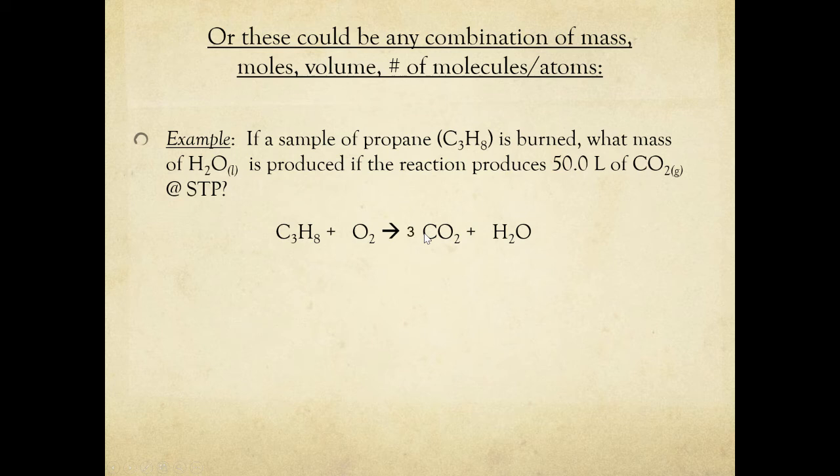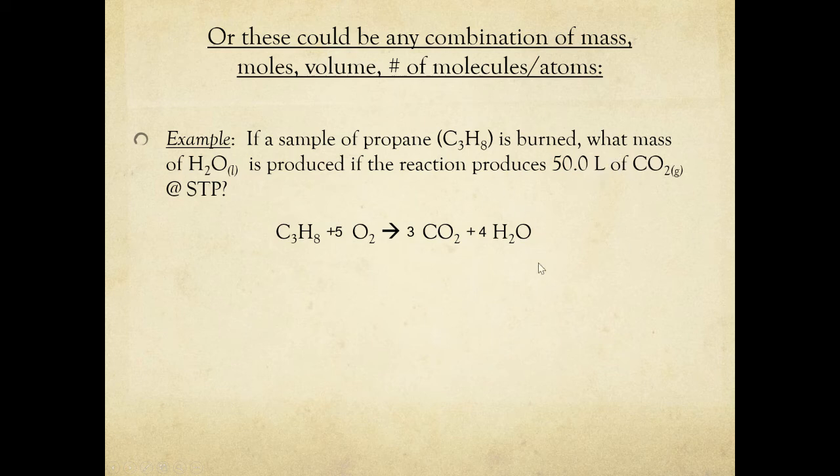So we're going to need a 3 there. I balance it carbon, hydrogen, and oxygen. So my hydrogen's next. I got 4 there. And then we got what? 4 and 6. That means we got 10, so 5 oxygen over here. Okay, so my plan: sample is burned, what mass of H2O is produced? We're looking for a mass of H2O produced if it produces 50 liters of CO2.